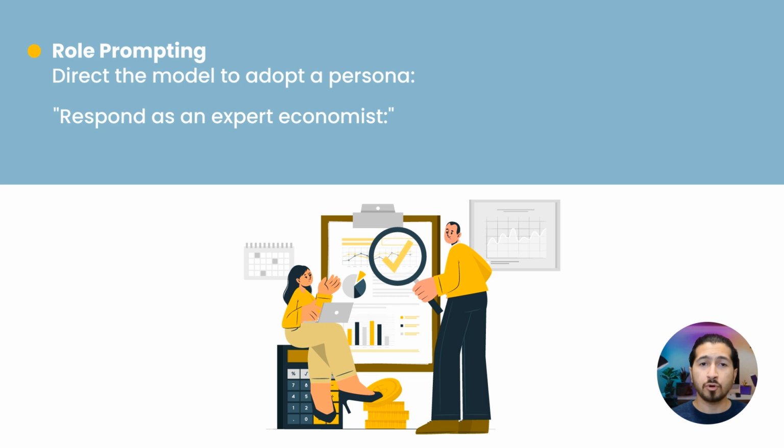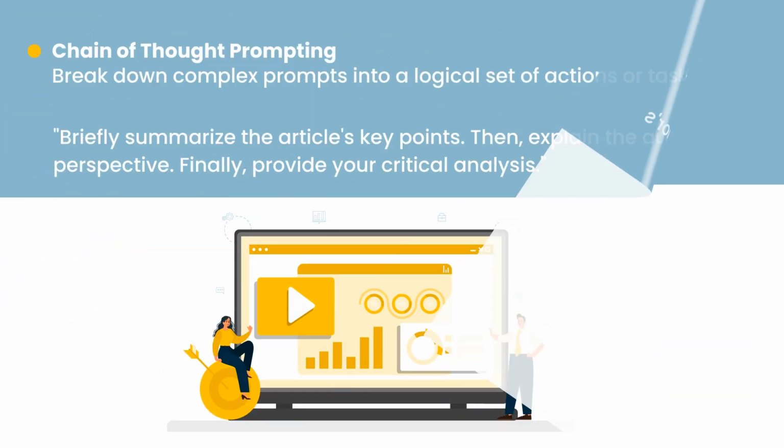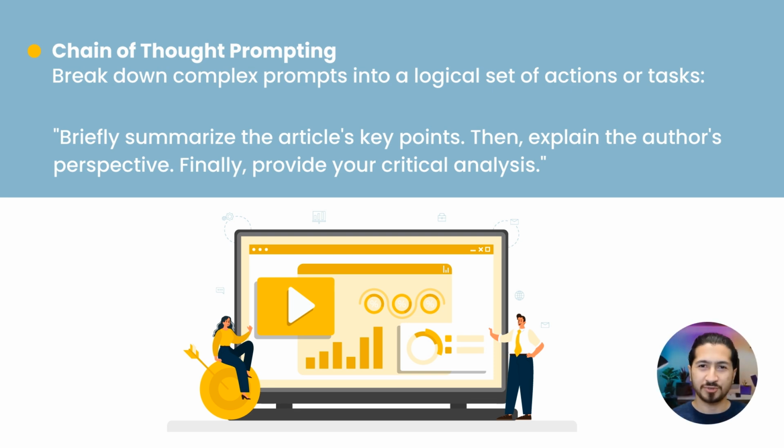We also have role prompting. This type of prompting directs the model to adopt a persona. For example, respond as an expert economist. Chain of thought prompting. It breaks down a complex prompt into a logical set of actions or tasks. For example, briefly summarize the article's key points. Then, explain the author's perspective. Finally, provide your critical analysis.